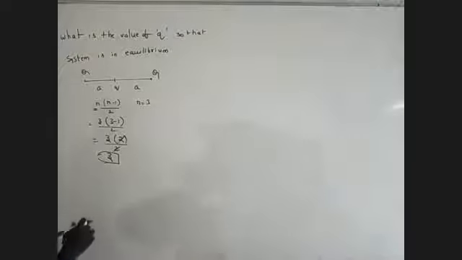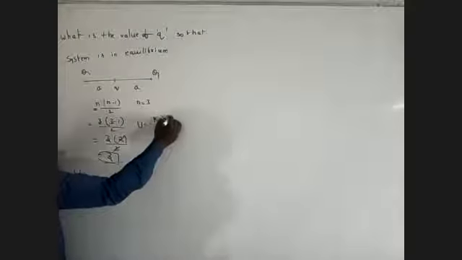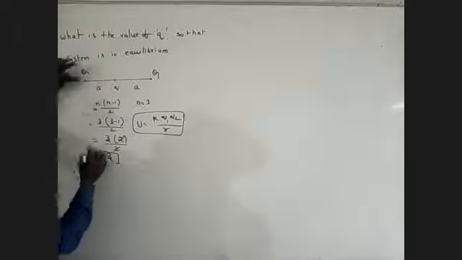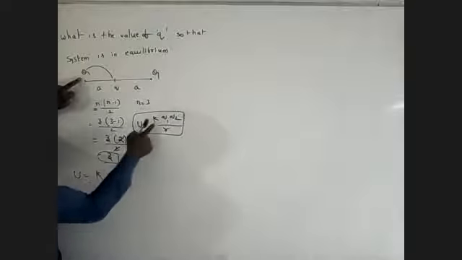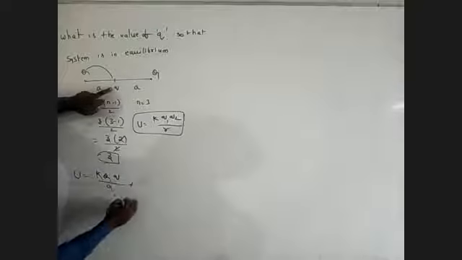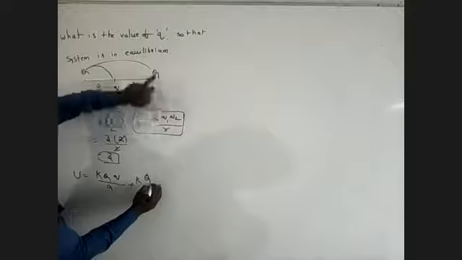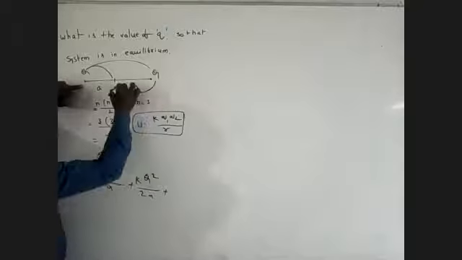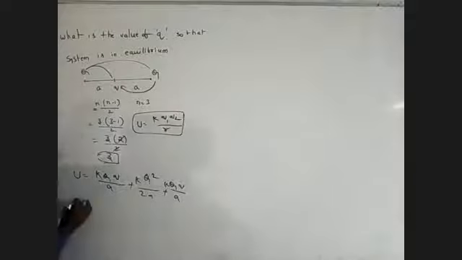The general formula is U is equal to K Q1 Q2 by the distance between the two charges. Here, K into Q1 means Q, Q2 means small q, by distance A. Plus, the next one is K into Q1 means capital Q, Q2 means capital Q, that is Q square, by distance between the two charges 2A. Plus the next one, capital Q and small q by distance A. This is the total energy.